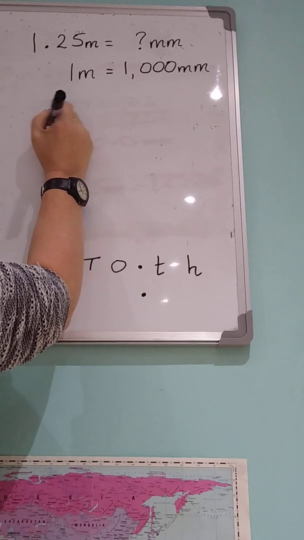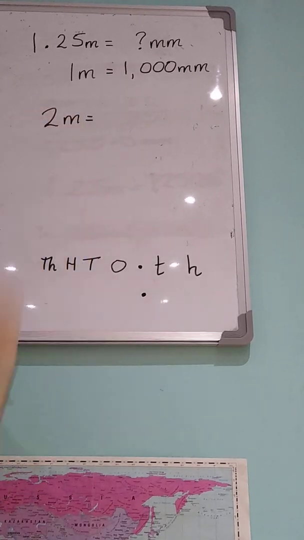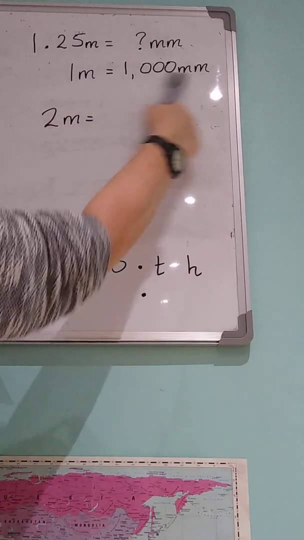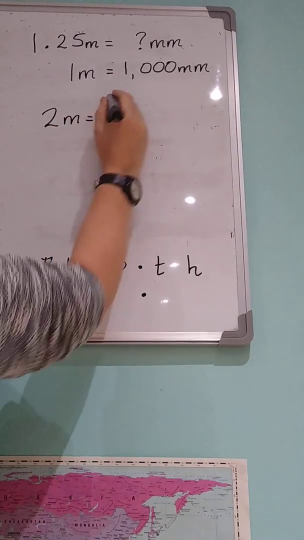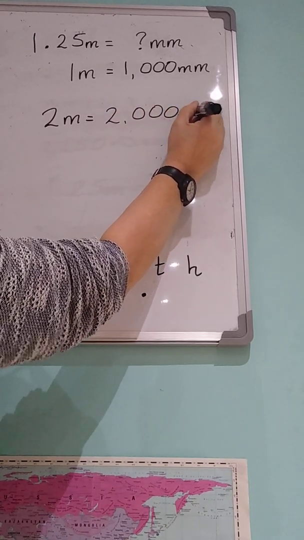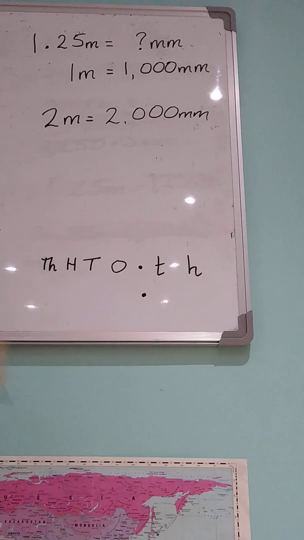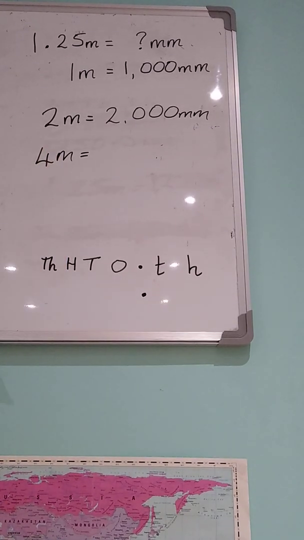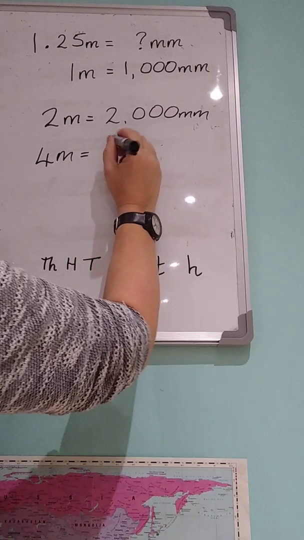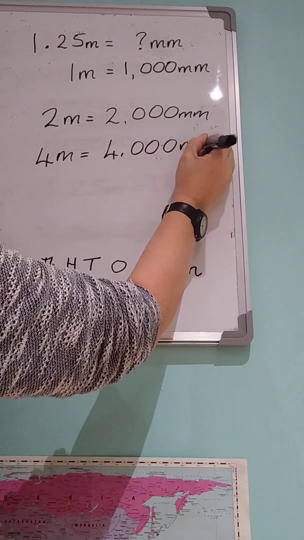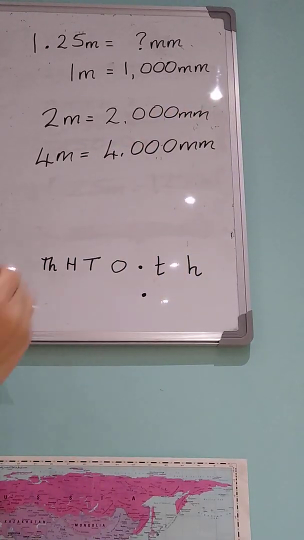For example, 2 metres. How many millimetres will be in 2 metres? So think you've got one of these and then you've got another one of these. And so 2 metres is equal to 2,000 millimetres. Also, you could work out how many were in 4 metres. 4 metres is equal to how many millimetres? Work it out. It's 4,000 millimetres. You could do all sorts of different examples.